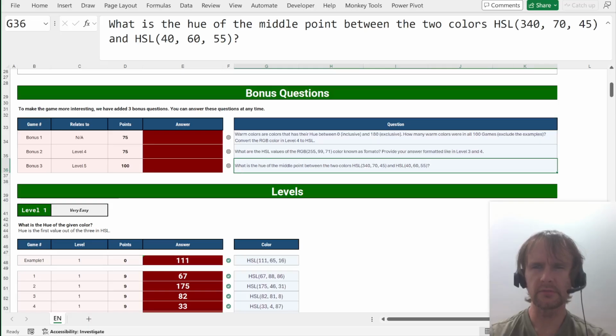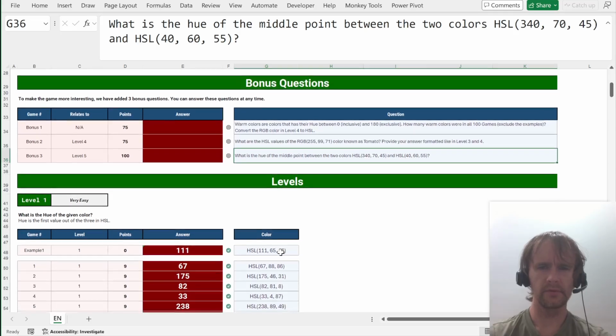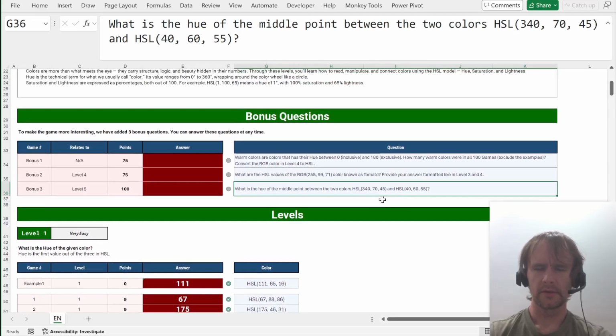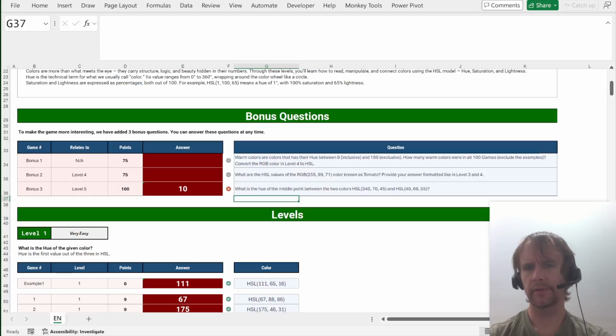Isn't that just level 5 again? That's worth 100 points. Am I missing something? 340 and 40, so the midpoint between them will be 10, so it'll be 190. Or possibly text 190? No? Oh, sorry, the middle point, not the opposite of the middle point. Got it. So it's 10 then. No, still no. 340 plus 30 minus 30. All right, I'm confused.